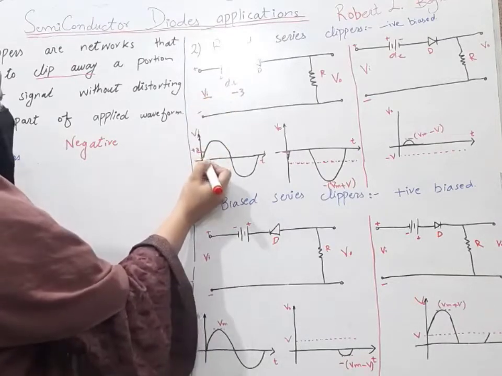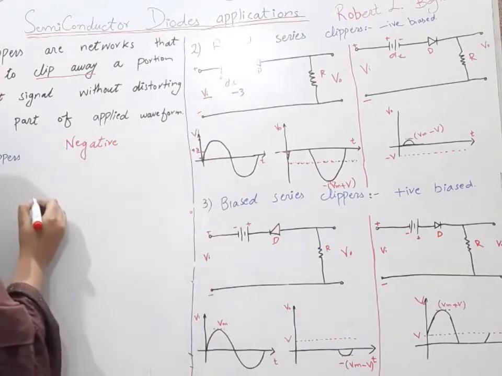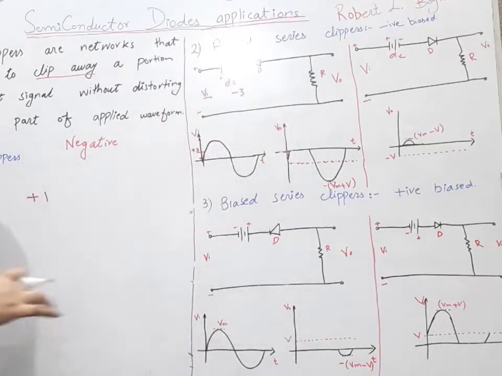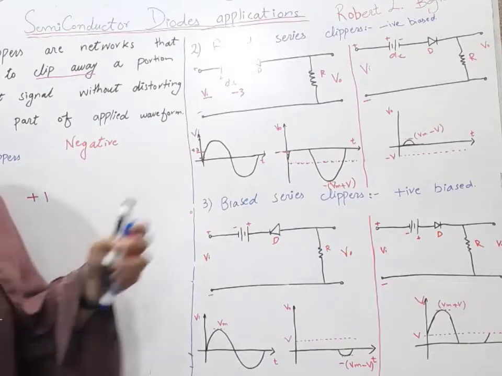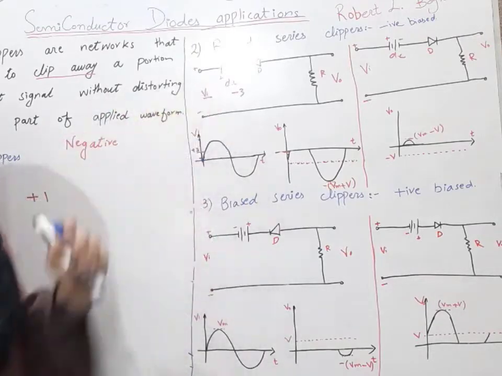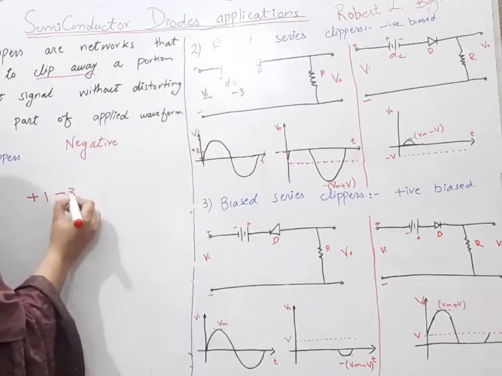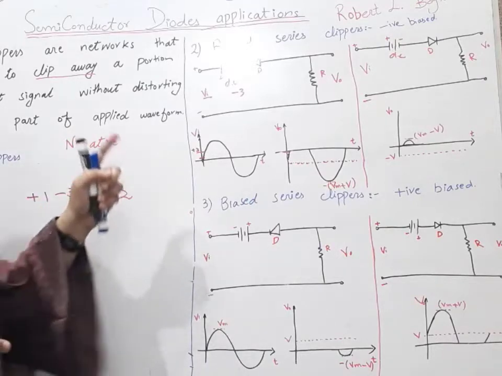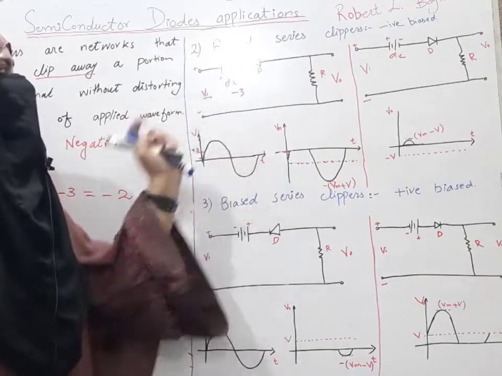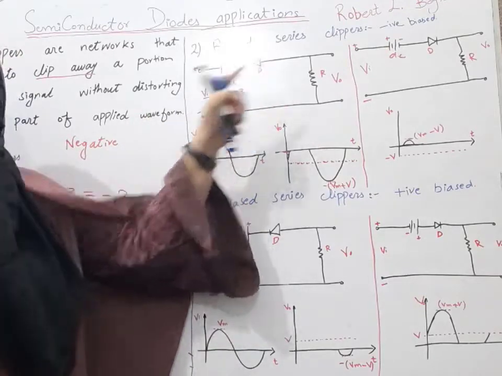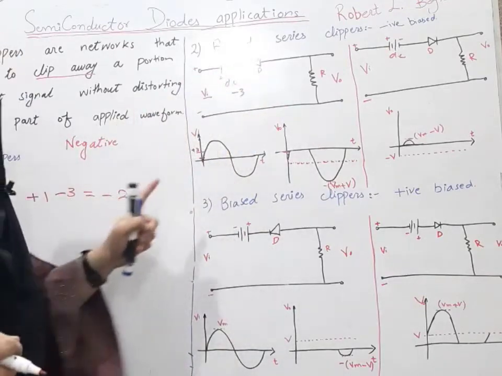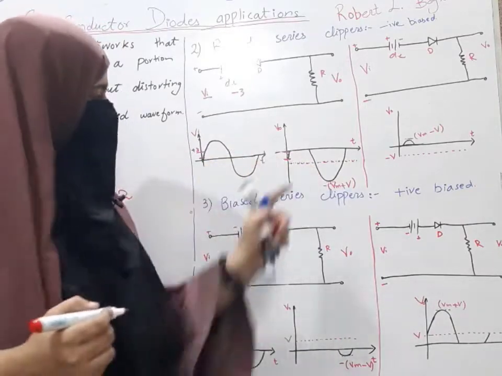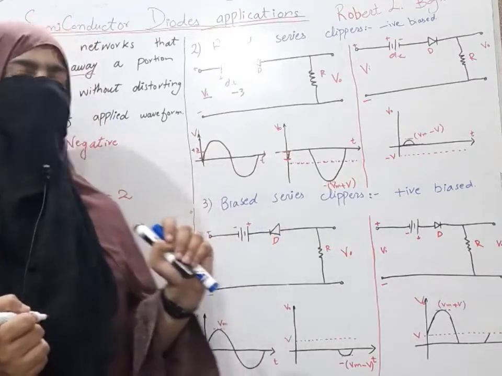Now for the input waveform, here is +1, and the battery is at -3 potential. We have supposed this point is -3. The battery is at -3, so we will get -2. So our battery with a total potential of -2 will try to make this diode forward biased. So we will get -2 at our output waveform.